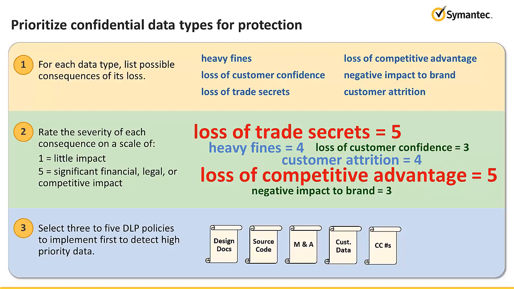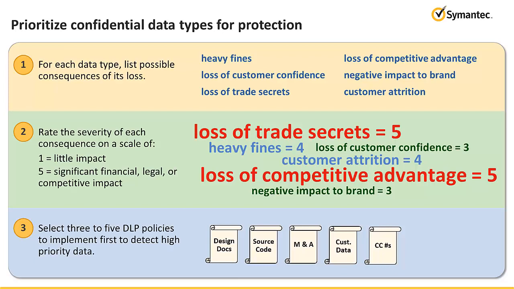To help prioritize data, Symantec recommends detailing the impact of data loss for each scenario you are considering. Some examples might include heavy fines, loss of customer confidence, loss of trade secrets, loss of competitive advantage, negative impact to the brand, and customer attrition. Next, you may rate the severity of each consequence on a scale of 1 to 5, with a 1 indicating low severity, meaning little overall impact to the organization, and a 5 indicating high severity, with significant impact to financial, legal, or competitive advantage. Input from organizational units and executive-level sponsors is critical during this exercise.